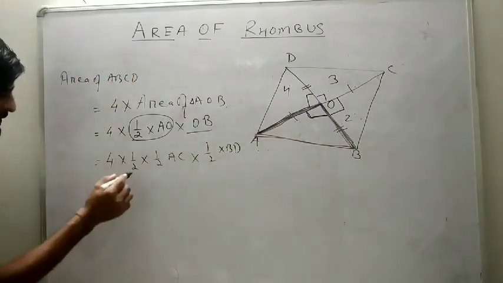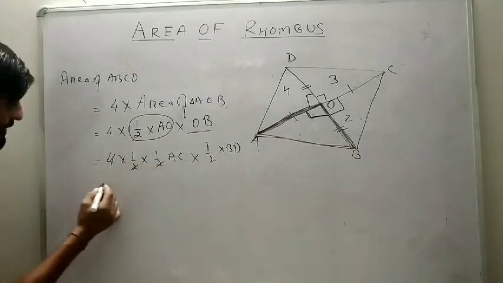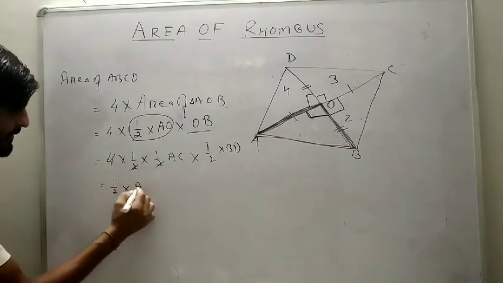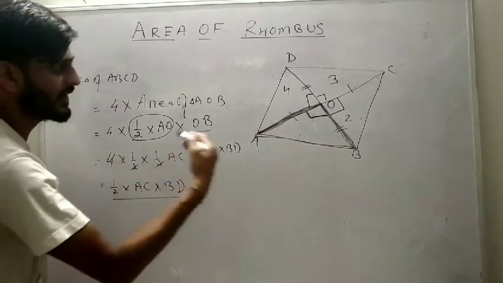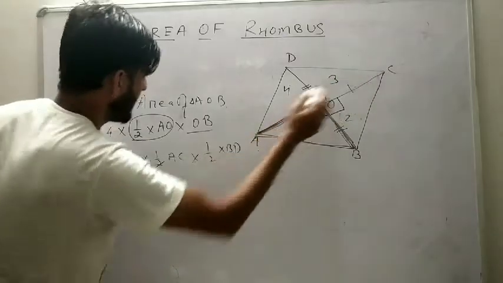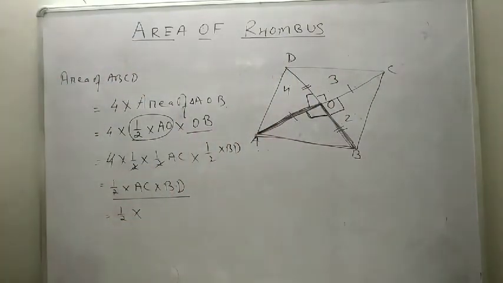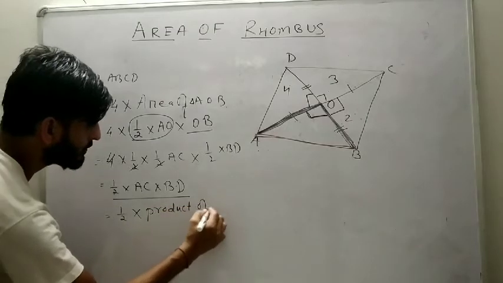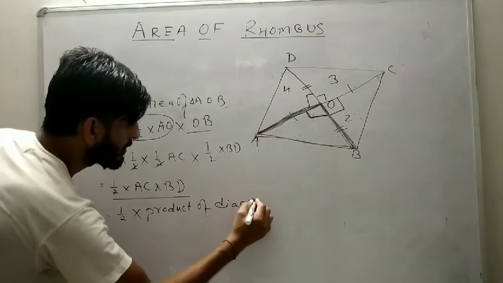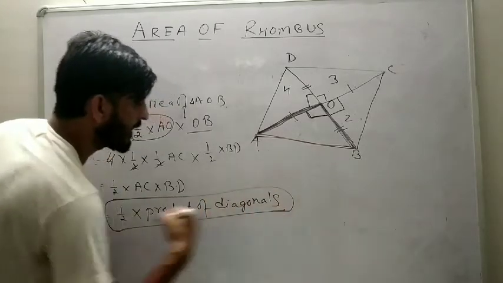Now let's see. This 2, this 2, 2 to the 4, 4 cancel. We will get half multiplied by AC into BD. So what is this? Half means half, AC means AC, and BD means BD. So area of the rhombus will be half multiplied by product of diagonals. So this is the important formula related to area of rhombus.